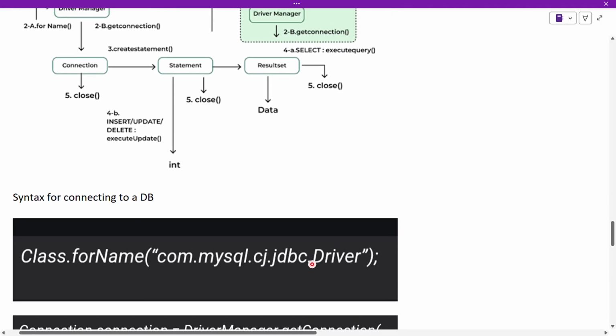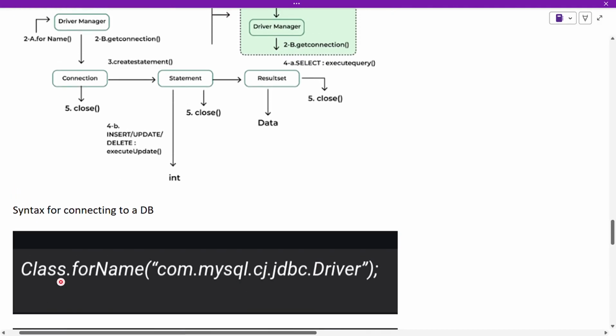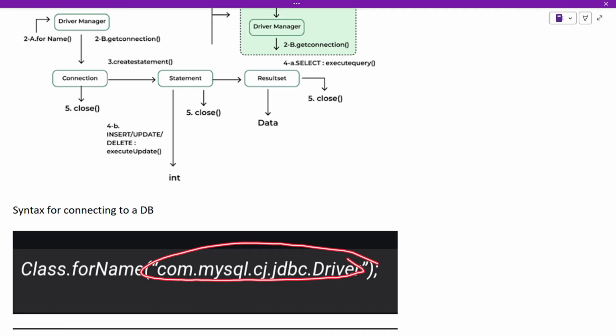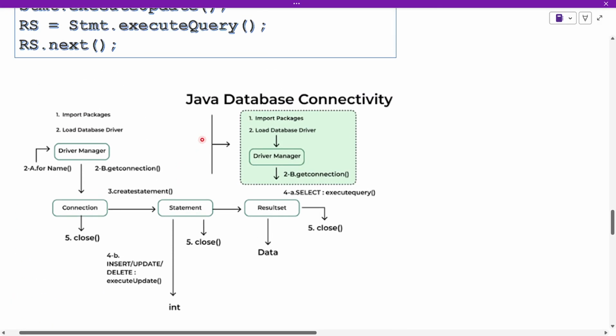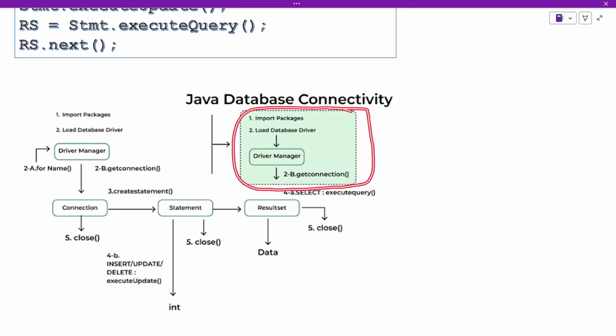So let me show you the syntax. So this is the syntax. So Class.forName, and we're going to specify the name of the class. And by doing this, we are dynamically invoking that class, and we are bringing that into the memory. So by any which way, it will be in the memory so that we can access it. So that's how it works.